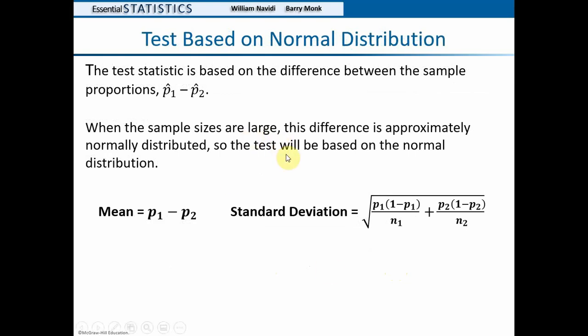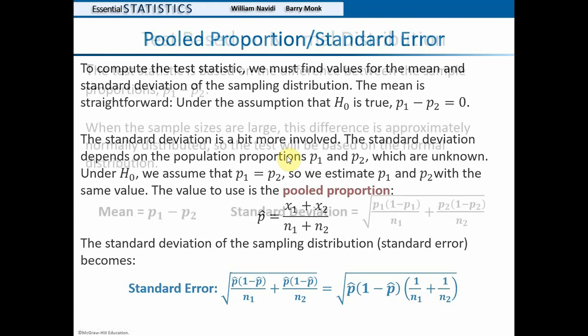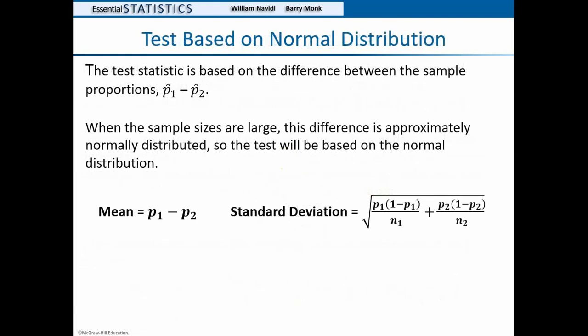When the sample sizes are large, this difference is approximately normally distributed, so the test will be based on the normal distribution. And here's what we're talking about if we had all the data and we could deal directly with the proportions. We would just say the mean difference is P1 minus P2, and the standard deviation of these would be the square root of P1(1 minus P1)/N1 plus P2(1 minus P2)/N2 in the population.